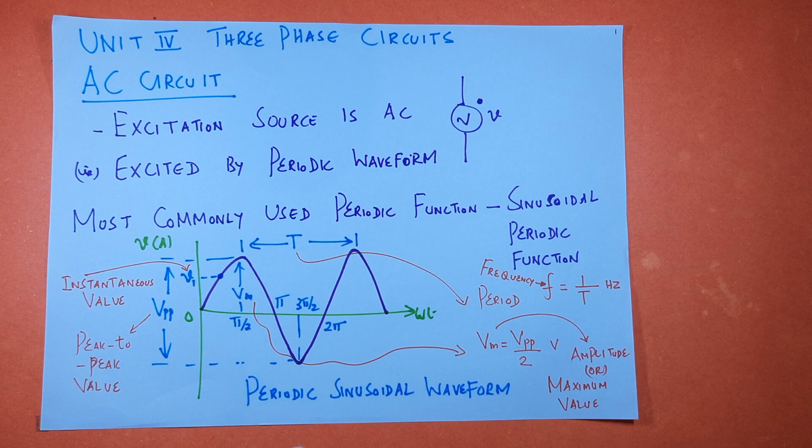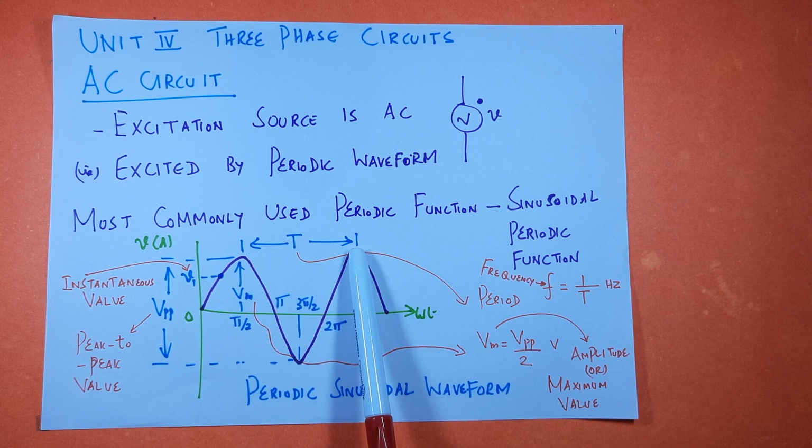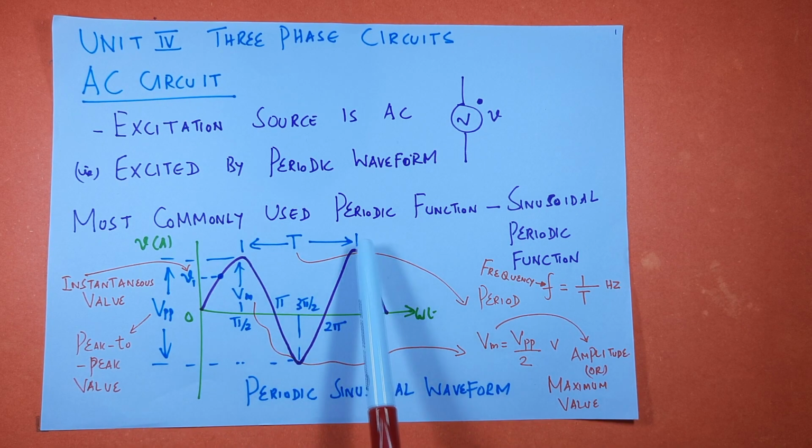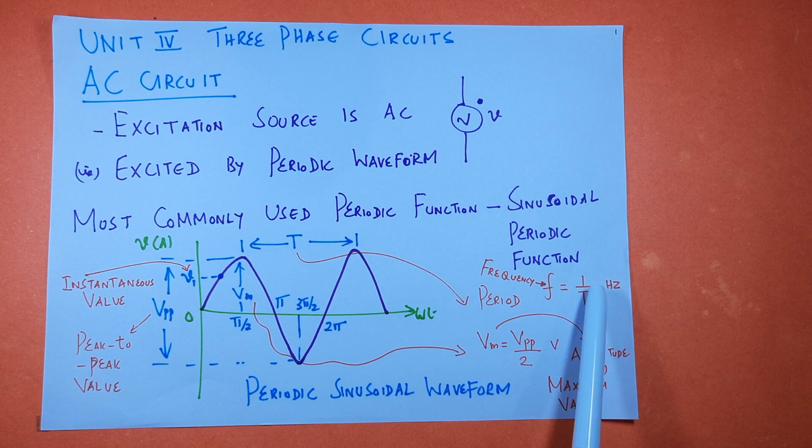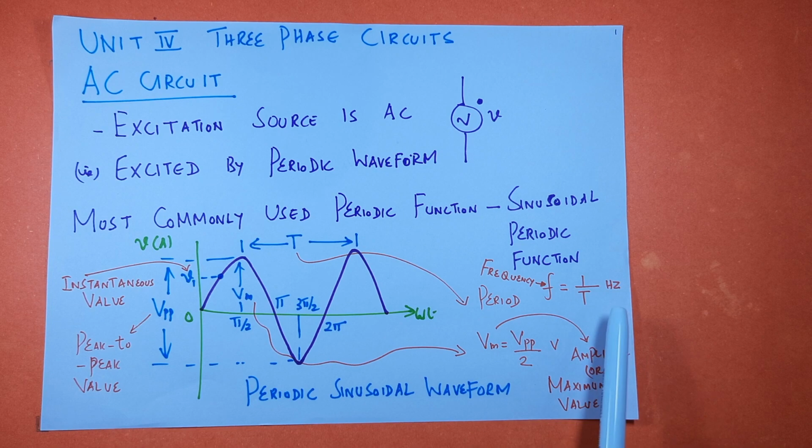So this is the diagram of a periodic sinusoidal waveform. The x-axis is angle, it is omega t. The y-axis may be voltage or current. Here we have shown voltage. So this is your sinusoidal waveform. Here we have two consecutive peaks. This is one peak, this is another peak. That distance is called period. The reciprocal of period is nothing but frequency, f equal to 1 divided by T hertz.